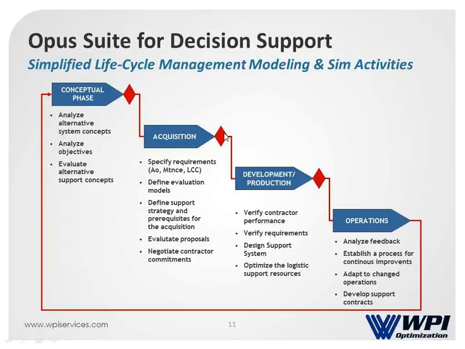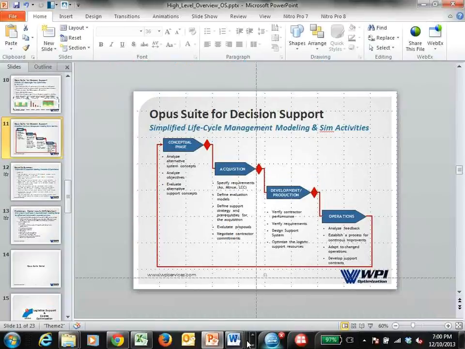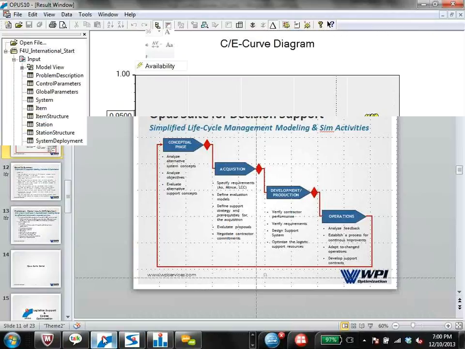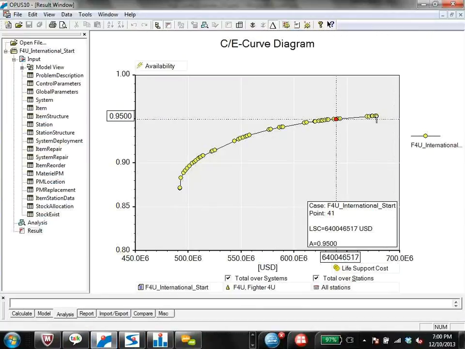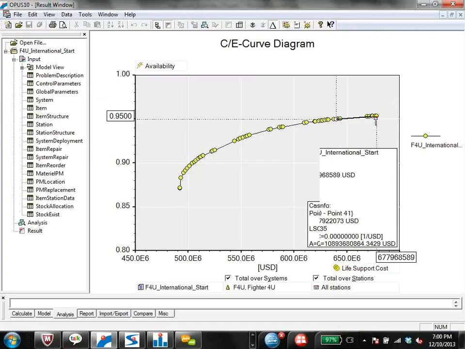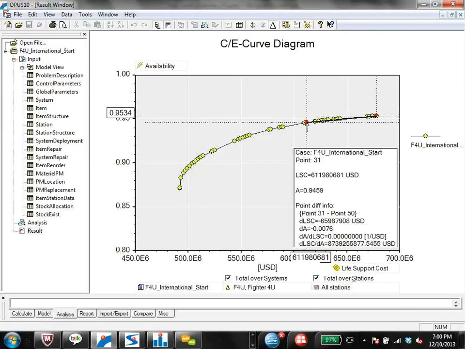I think one of the other things we really focus on quite a bit is this requirement specification phase. One thing that Opus is really quite useful for, instead of a deterministic sort of an input, give me the solution for a 95% availability point, we can show a customer how perhaps their requirement here might be too high. Maybe they can accept slightly lower availability to save a substantial amount of money.